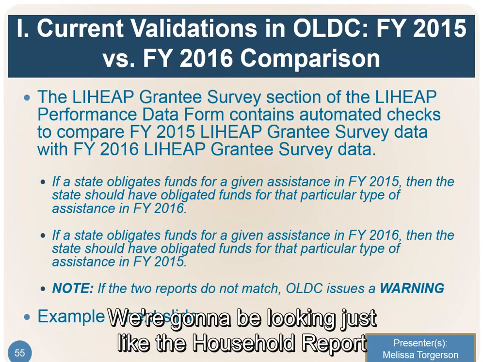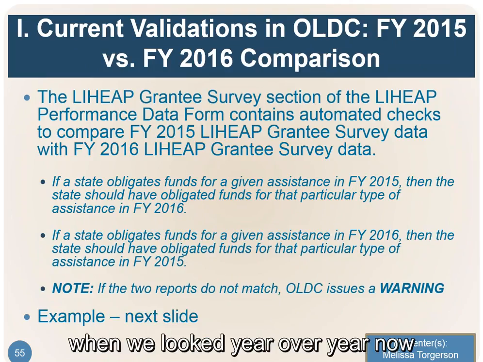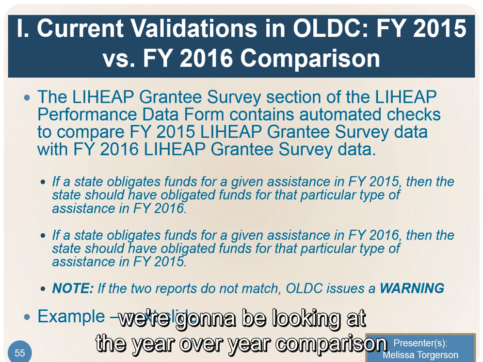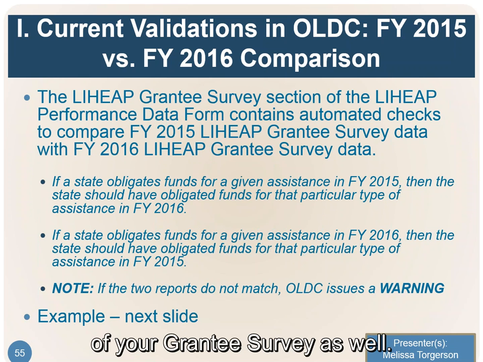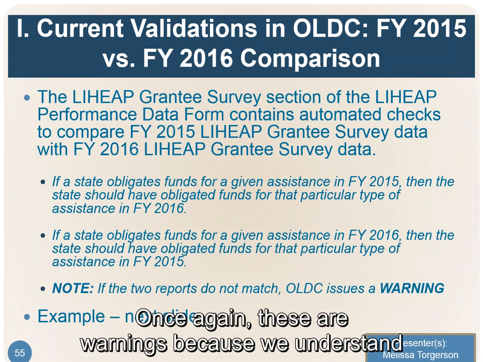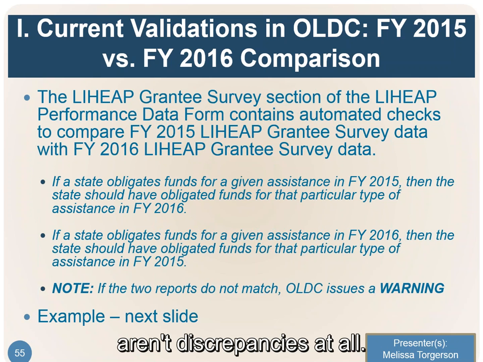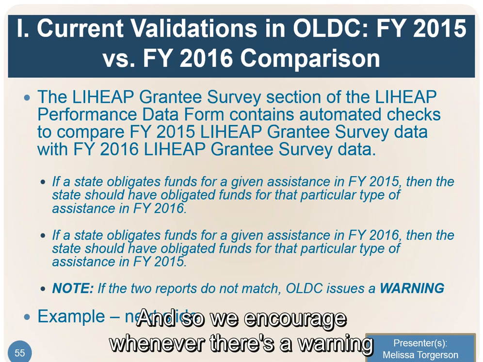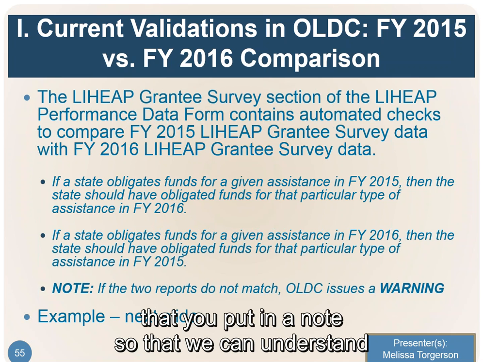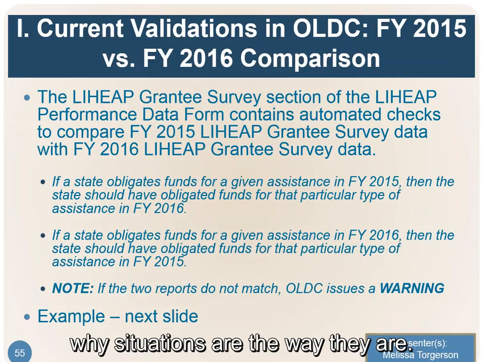We're going to be looking, just like the household report when we looked year over year, at the year over year comparison of your grantee survey as well. Once again, these are warnings because we understand that there are situations where potential discrepancies aren't discrepancies at all. And so we encourage whenever there's a warning that you put in a note so that we can understand why situations are the way they are.